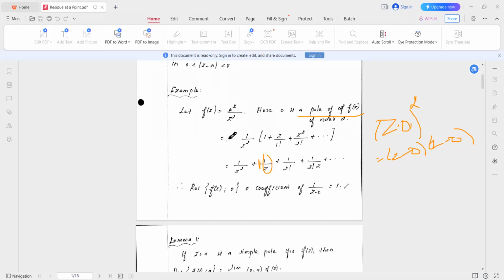I hope this example is clear to you. Here I have written pole, so I will explain what a pole is.